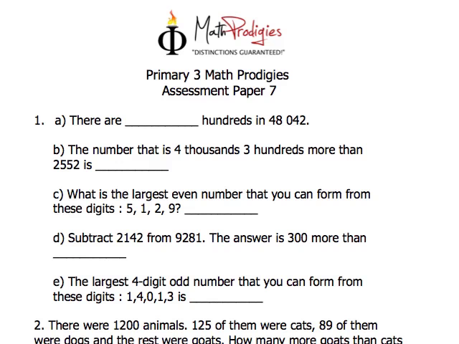Good job. Now we're going to go into part D. We are moving really fast here, so let's try to keep up. Subtract 2142 from 9281. The answer is 300 more than what?